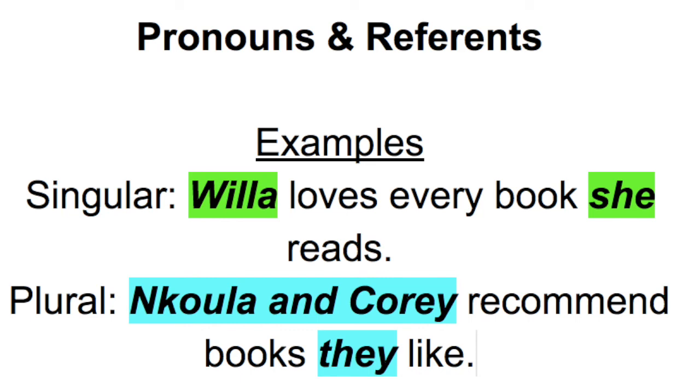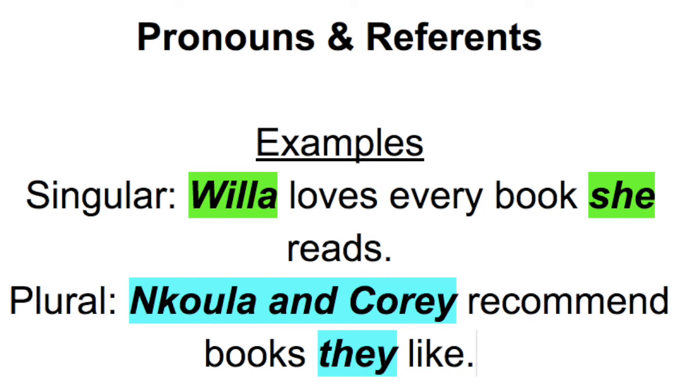All right, let's look at the examples on your language arts activity page 66 of pronouns and reference. First, let's look at a singular example, an example of using a singular pronoun and referent. Willa loves every book she reads. So the referent there would be Willa. And because there's only one Willa, and Willa is a girl, we use the pronoun she to replace Willa.